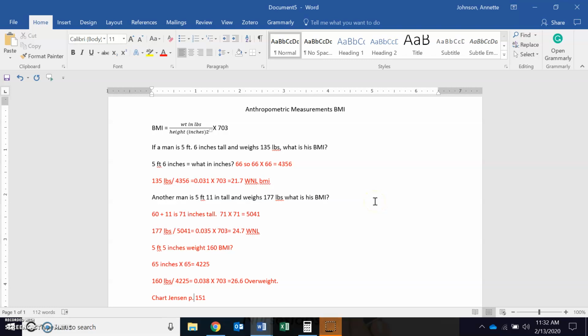All right, guys, this is the last anthropometric measurement tutorial, the body mass index, or the BMI. So this is a little tricky, but if you do it step by step, you should be just fine. A BMI equals the weight in pounds divided by the height in inches squared, and then multiply that by 703.